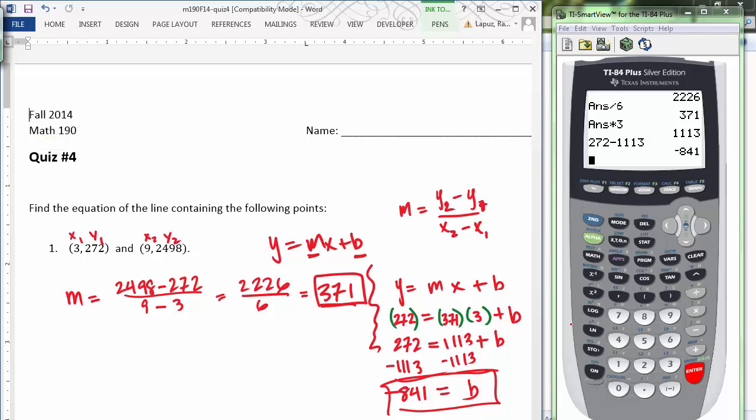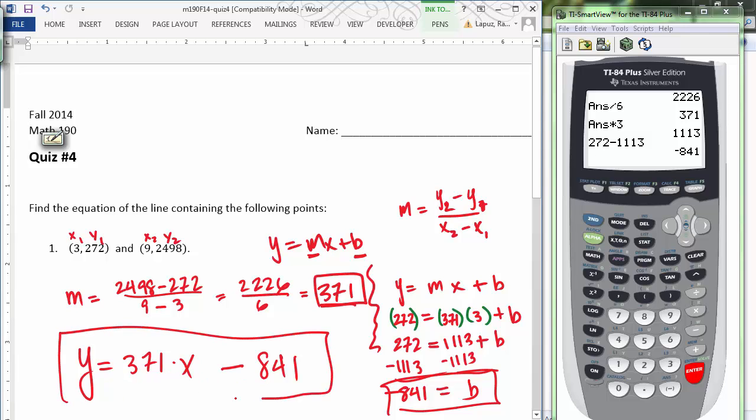Now that I have my m and my b, I go back to my equation and write out my final answer. So y is equal to m times x plus b, and I could just erase that plus negative and just put a minus sign. So y is equal to 371x minus 841, and so that's our answer for the first one.